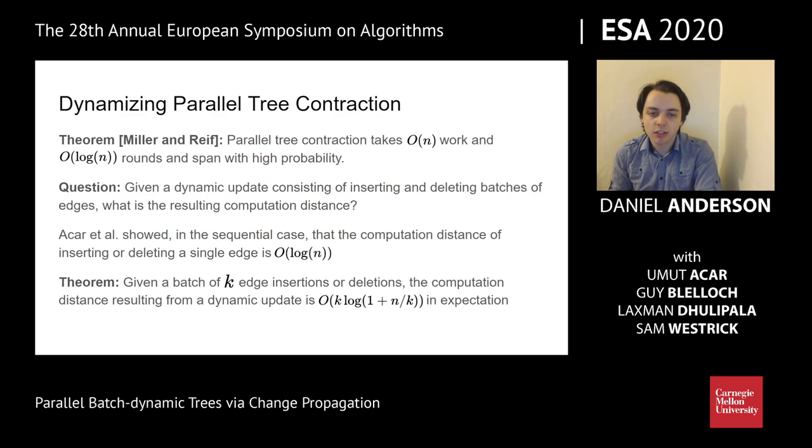Acar et al. approached this in the sequential case, where they showed that the computation distance of inserting or deleting just a single edge is order log n. In our work, we explore the batch case. We show that given a batch of k edge insertions or deletions, the resulting computation distance from the dynamic update is order k log(1 + n/k) in expectation. This exactly matches the bound of batch parallel Euler-Tour trees by Tseng et al.